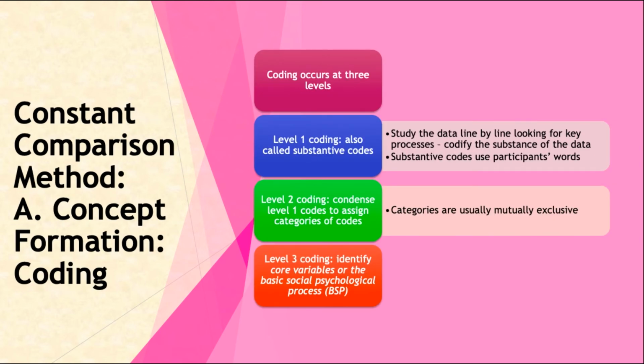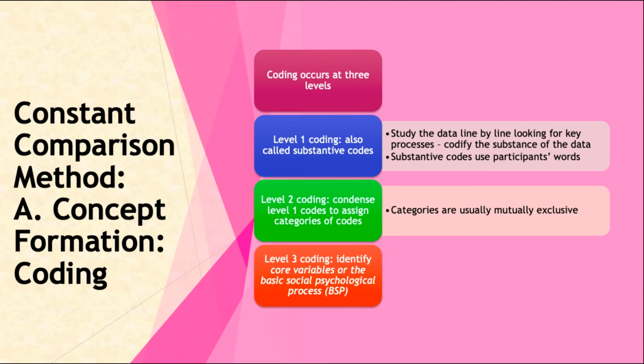So coding occurs at 3 levels. The first level of coding is also called substantive code. Here, you study the data line by line, as I told you, looking for the key process or similarities, and codify the substance of the data. Substantive codes use participants' words. Someone is saying hungry, I don't have food, right? So we are putting hungry, doesn't have food, feel sick.